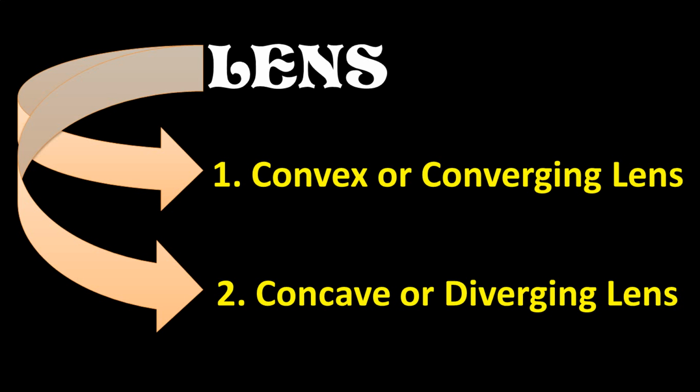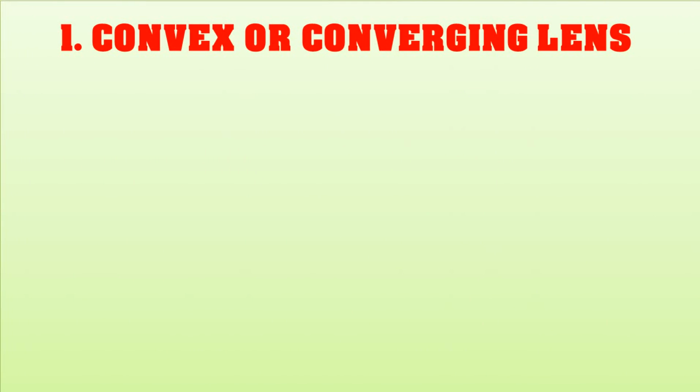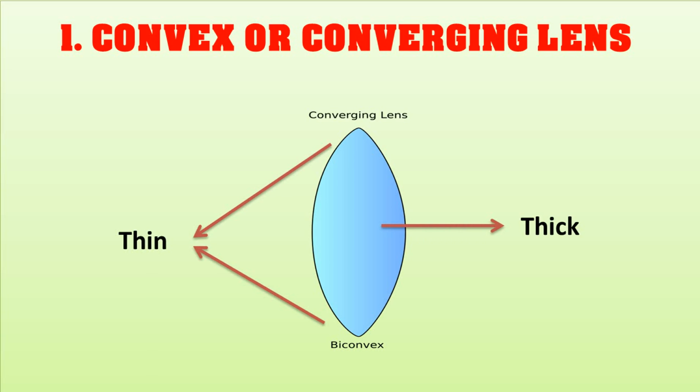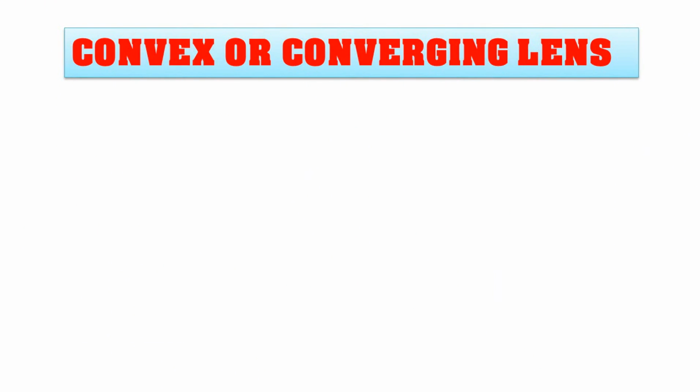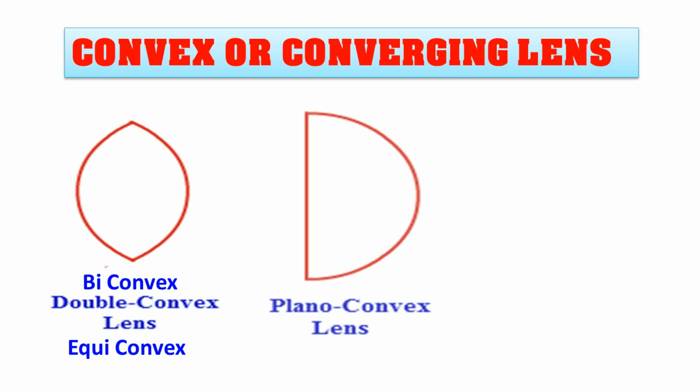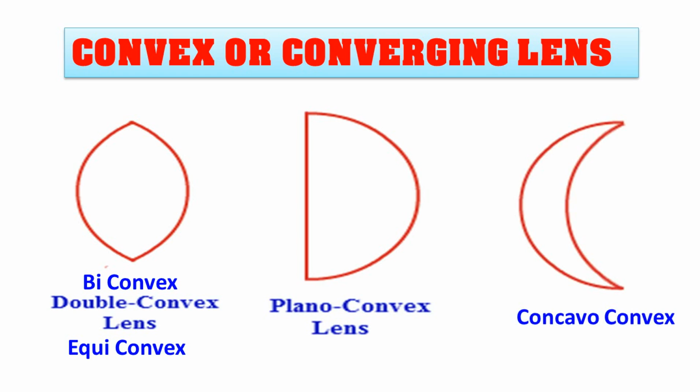Number 1. Convex or converging lens. A convex lens is thick in its middle and thin at the periphery. A convex lens may be of three kinds. Number 1. Biconvex or double convex or equiconvex. Number 2. Plano-convex. Number 3. Concavo-convex.